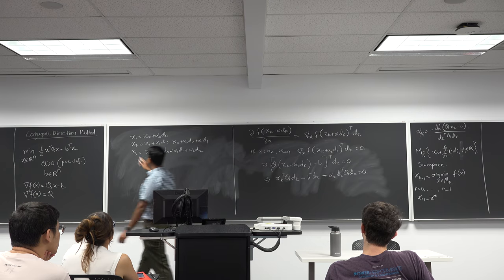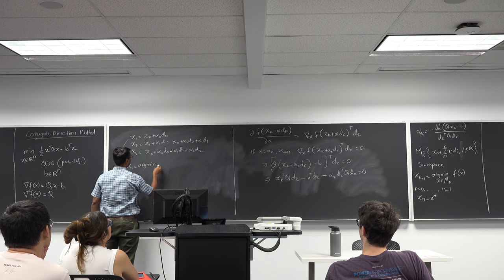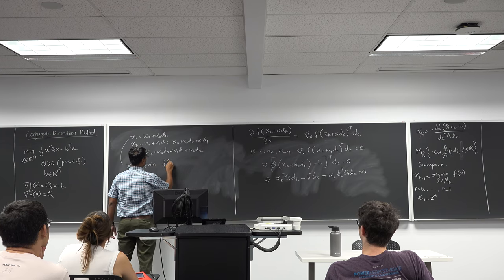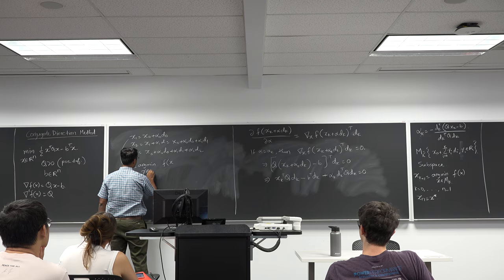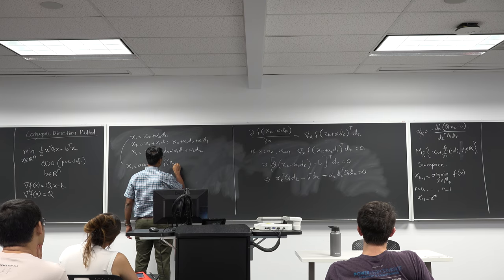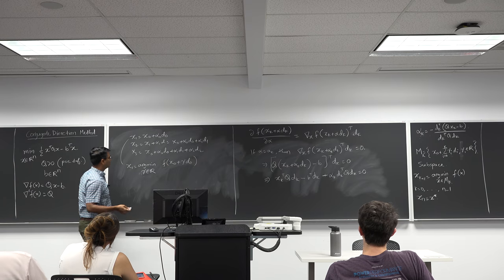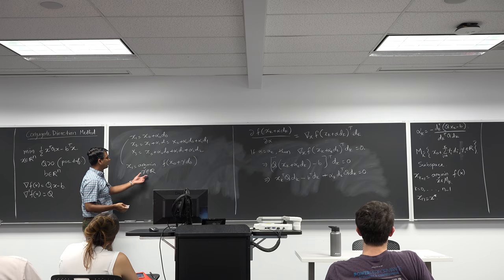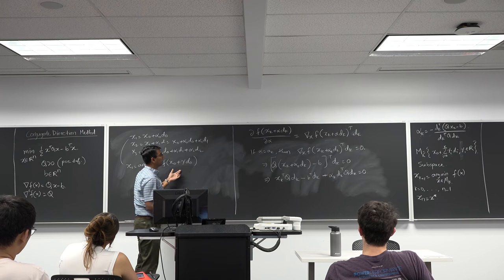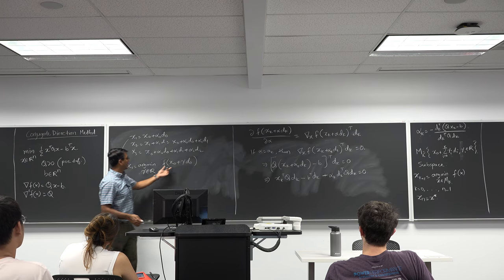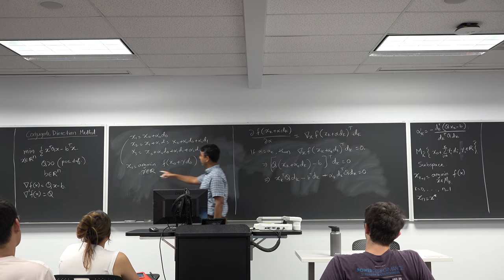So remember, let's go back to this. X1 is argmin of, let me use gamma, f of x0 plus gamma d0. So we are optimizing over gamma. Whether I use gamma or I use alpha, it doesn't matter. It's just a variable. So I'm optimizing over gamma, and I'm getting this x1.